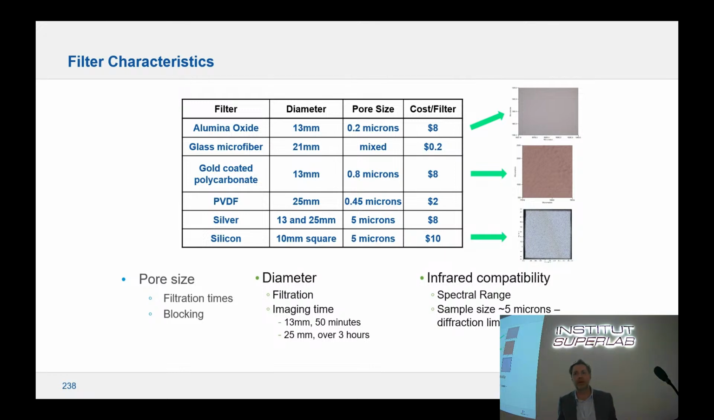So the first thing you have to consider is the filters. You can see we've put them up here: different diameters, different pore sizes, and also different costs. And unsurprisingly, for how the world always is, the silicon one, which is the most expensive, is the best for IR. You'll see it's actually good in reflectance and transmission. But gold-coated polycarbonate is also very good.